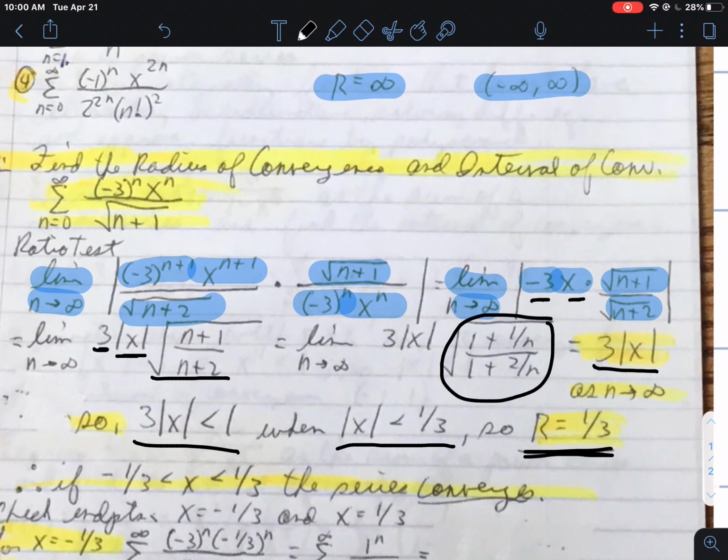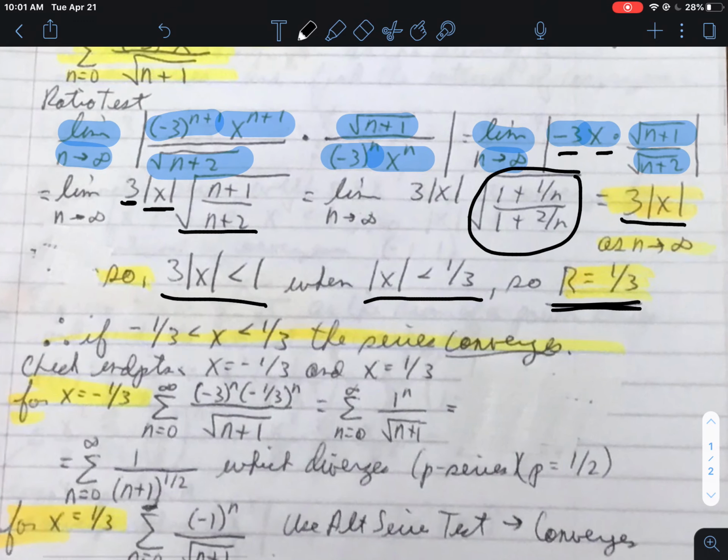Right? Remember, the r value comes from the absolute value of x minus a being less than some constant. Now, a in this case, again, would be 0, x minus a. But our absolute value has to be less than 1/3. That's our radius of convergence. So therefore, we know that this series would be convergent if x is between negative 1/3 and 1/3. That's our radius of convergence.